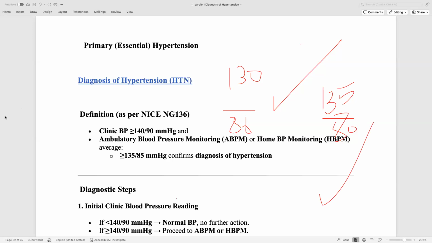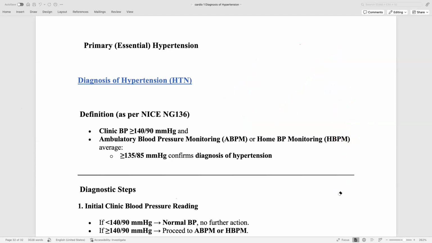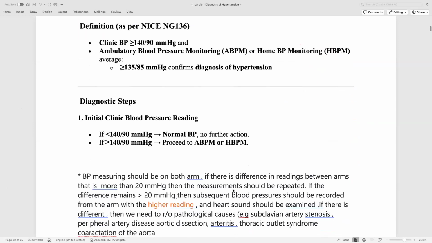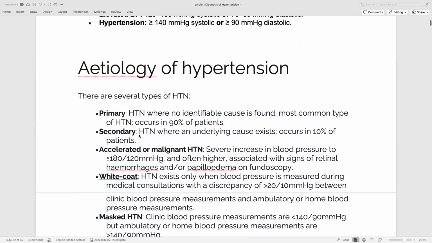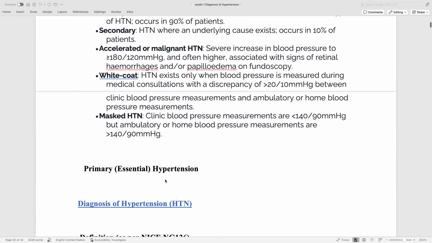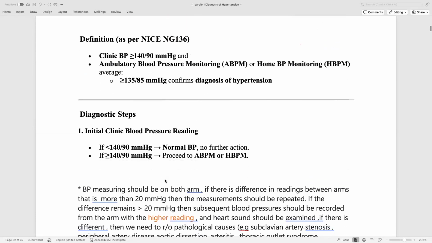Okay? Clear? Clear. All right. So in the clinic, if the blood pressure is below 140 over 90, here we will put him in the elevated category, but it is not hypertension. So we can say no need for further investigation.